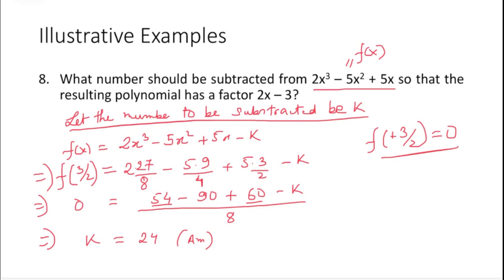So what did we do? We took this function as f(x), and then it is said that some number has to be subtracted, so we assumed that number to be k. Now we wrote the function as this given minus k, and since it is said that this polynomial has a factor of 2x − 3, from the factor theorem we know that f(−b/a), or f(3/2), would be equal to 0. So when we substitute that, there was only one variable left, that was k, and we found the value of k, right? Hope this is also clear.